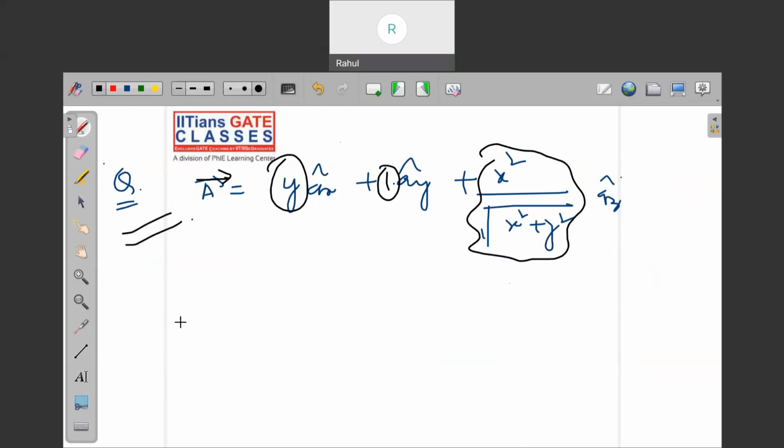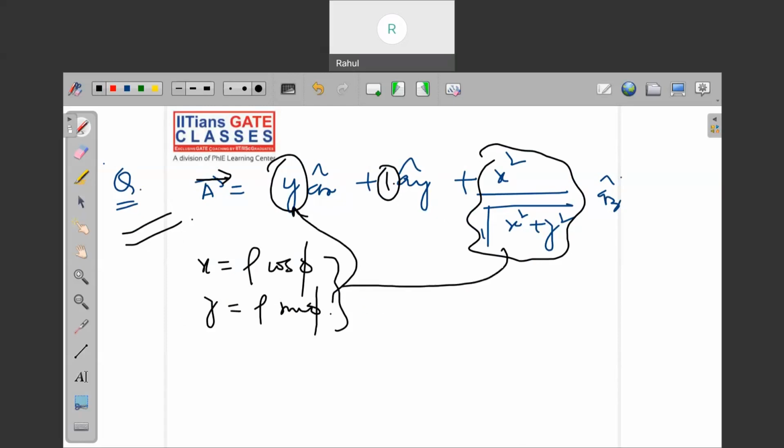So in place of x, you can take the help of rho cos phi, x equal to rho cos phi, and you can also take the help for y, that is rho sin phi. So you can place them here, and you will get a simplified version. It is going to be very easy, right?